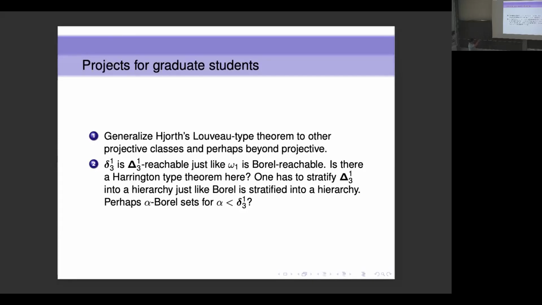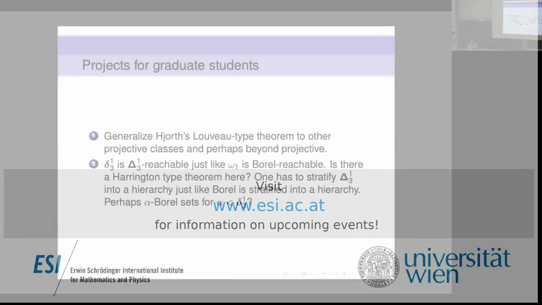And so you get that the ordinal delta^1_3 is pointclass Delta^1_3 reachable, but I don't know if there is a way of doing this stratification, if there is a Harrington-type theorem here. And I think it's a good project for graduate students, if anyone likes. Okay, I'll stop. Exactly.